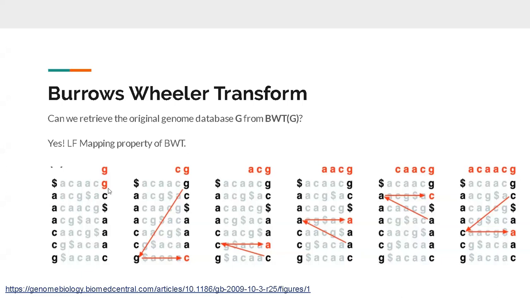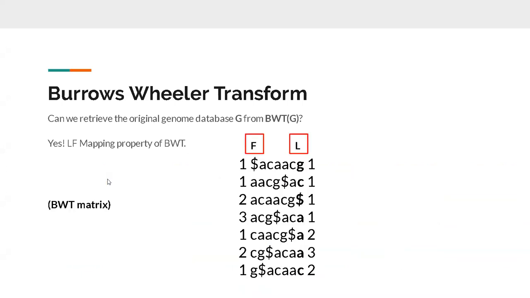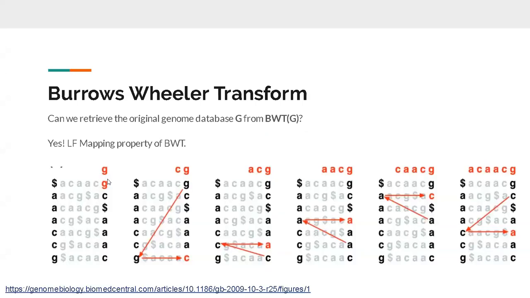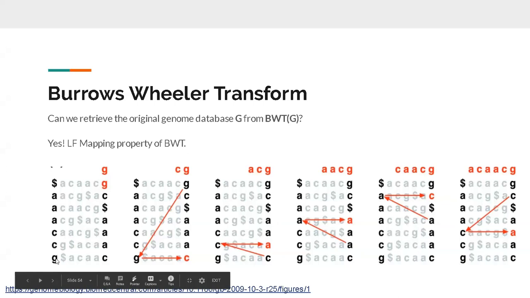So we will start with the G. Now, remember this LF mapping property. The rank of the G over here would be the same as the rank of the G over here. So that's the reason why you move from this G in the last column to this G in the first column. And then you go back and note what is the last character in this row. Remember, this is a circular permutation, so this C would be coming just before the G. And now you're moving from the left to the right, so you will go back to the C and note down that there is a C behind G.